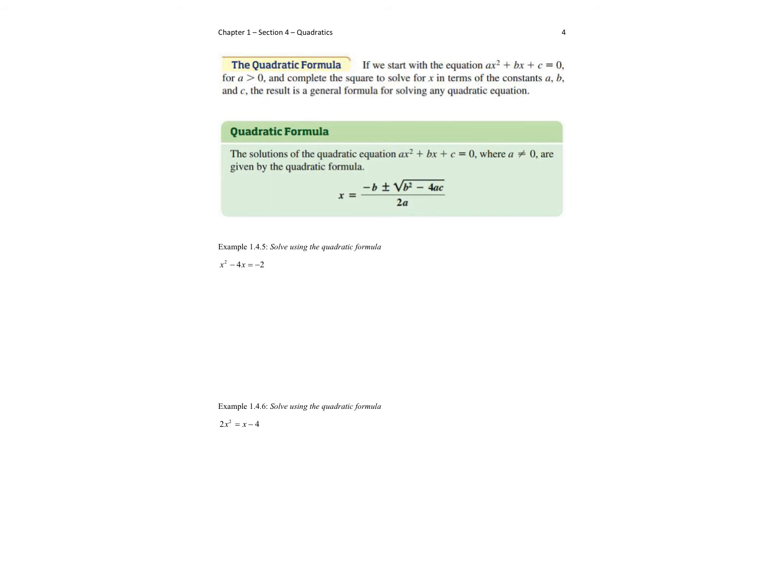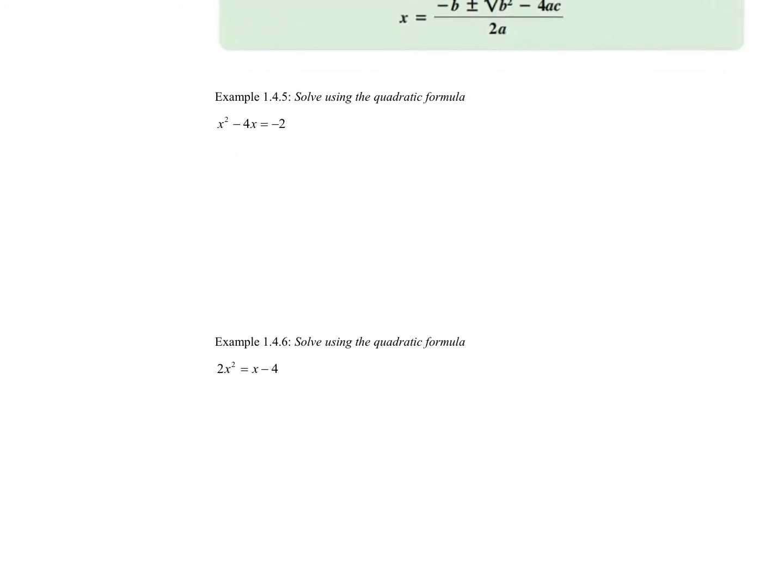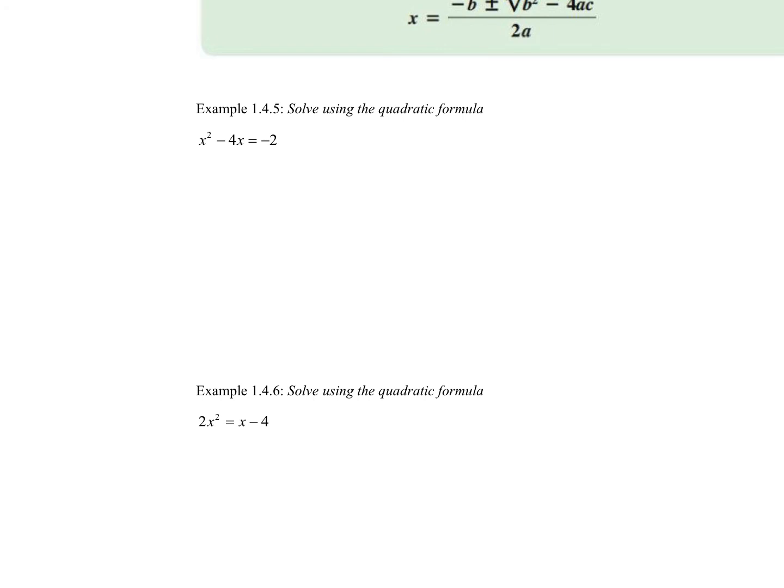So the quadratic formula is given in the green box. And just remember that a, b, and c are reflective of the coefficients of the equation, right? So a is not going to have x squared, it's just going to be a number. All right, so let's go ahead and take a look at our first example.